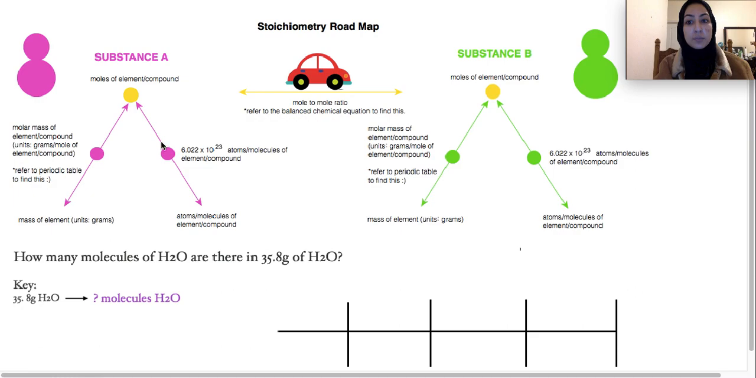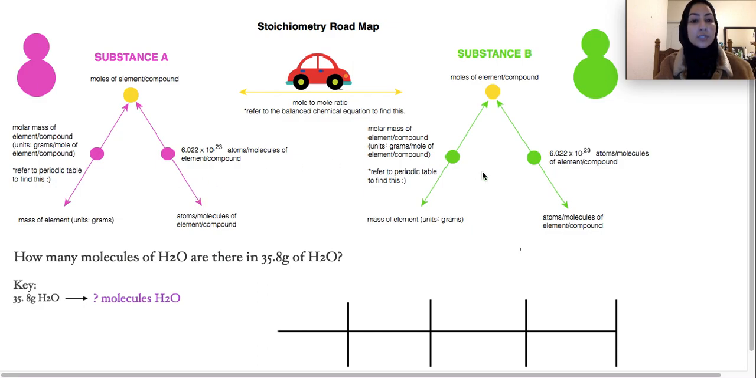Similarly, atoms to moles, I'm going to move up. If I want moles to atoms, I'm going to go ahead and move down. Okay, so I can either move up, move down, move up, or move down. If I want to go from mass of element to atoms or molecules, do you think I could just jump over? There isn't a road here, so you can't just jump over. I'm going to have to go up the road to the yellow dot and then down all the way to the end of the arrow.